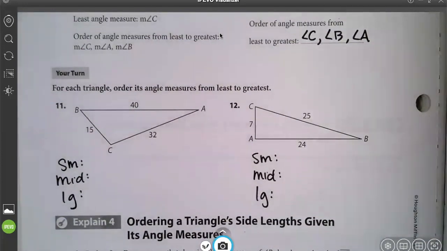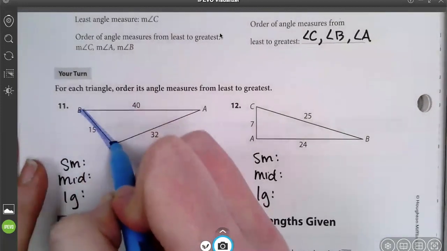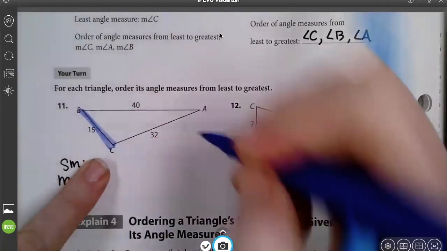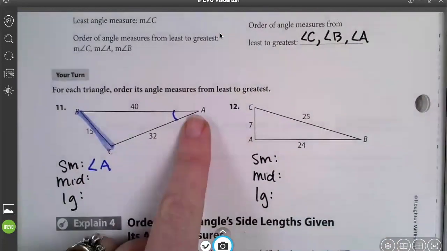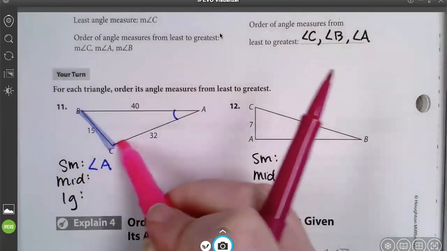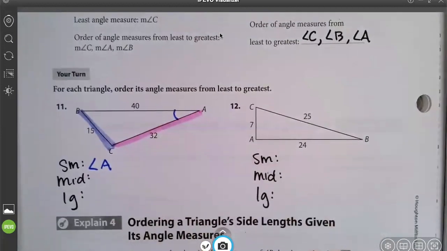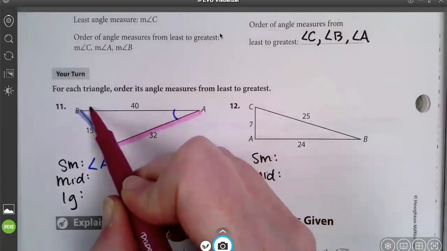So I am looking for my smallest side first, and that's going to be 15 over here. Well, if this line connects angle B and angle C, our smallest angle is going to be angle A. We want the angle that is opposite from this side. On our middle side and angle pair, our middle side is 32, which connects C and A. If the side touches C and it touches A, then its opposite angle has to be angle B.